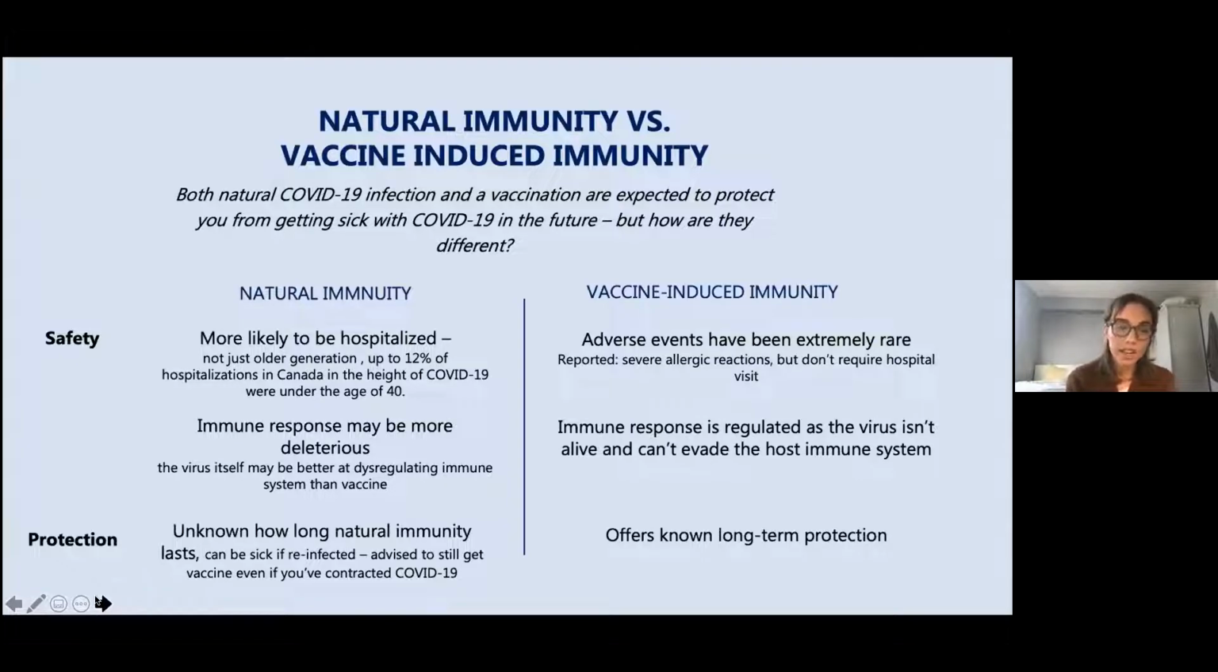Secondly, we want to look at protection. We don't know currently how long natural immunity lasts. It is possible that you can be reinfected with COVID-19, and that's why you're still advised to get the vaccine, even if you've had the virus. Whereas with vaccine-induced immunity, we know that it offers long-term protection.